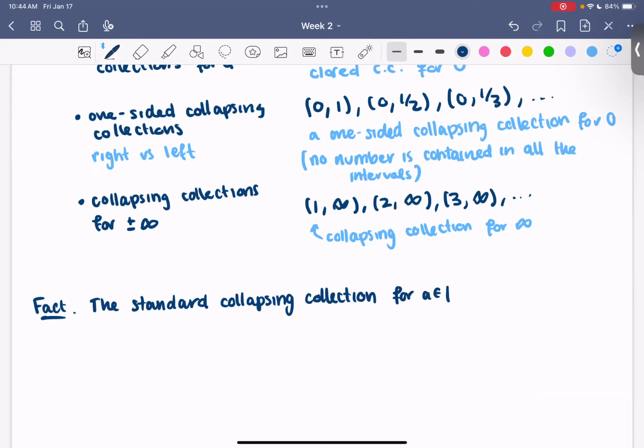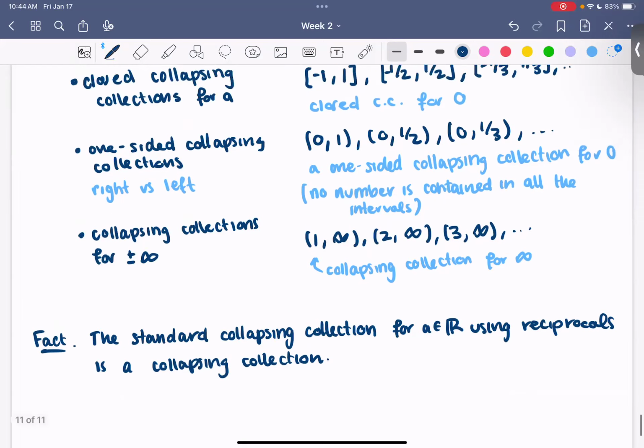And I'll say, let A be a real number. Using reciprocals is a collapsing collection. Okay, so earlier I just gave you a list of intervals and said we're going to call this thing the standard collapsing collection using reciprocals, but we actually need to say why this thing satisfies the definition of being a collapsing collection. Okay, so what do we need to do?